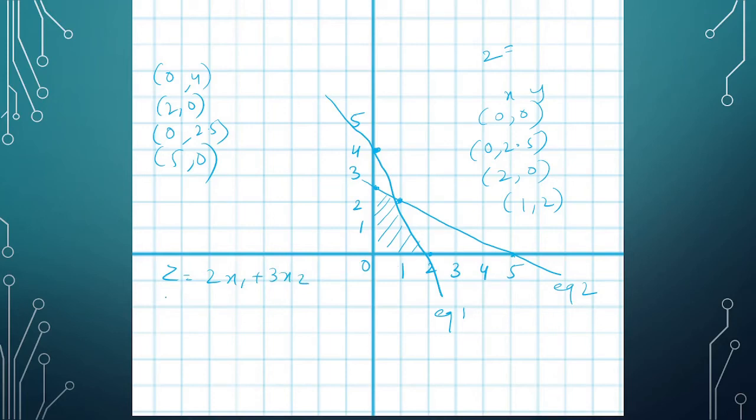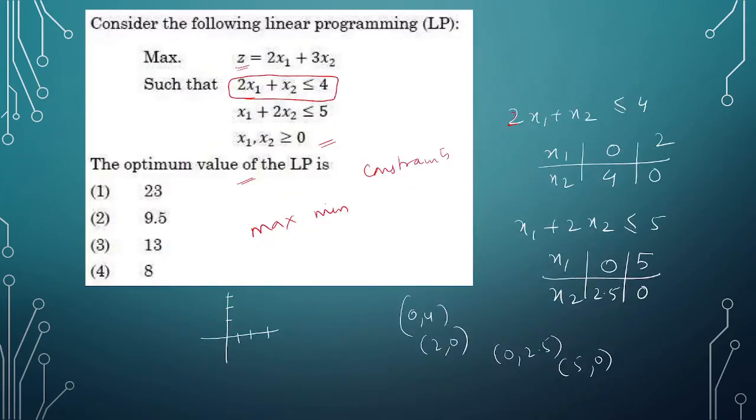So for 0,0 जब आप डालोगे तो 0 ही आने वाला है. जब आप z में 0,2.5 डालोगे तो 7.5 आएगा. जब आप z for point 2,0 डालोगे तो it will come 4, and when you do it for 1,2, so 2 into 1 is 2 plus 3 into 2 is 6, 2 plus 6, that is 8. So you are going to get 8 as an answer. So what is the maximum of all these 0, 7.5, 4, 8? It's 8. Okay, so the answer for this question is 8, that is option 4.